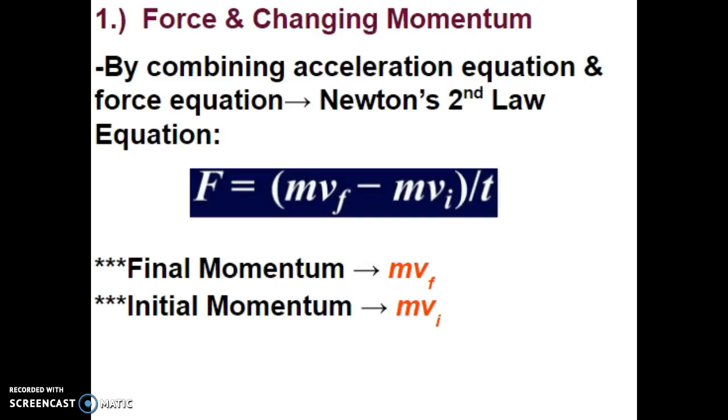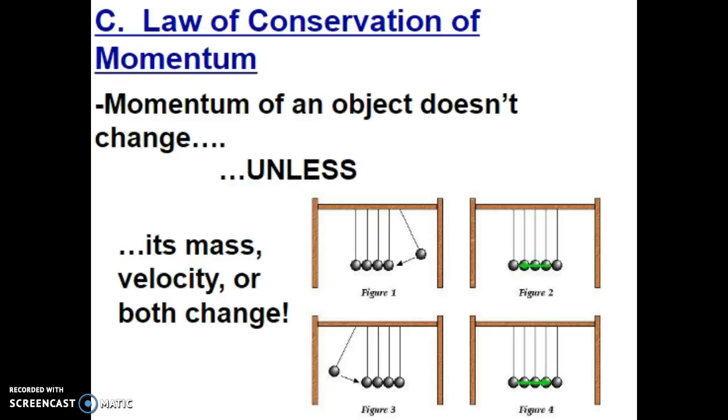When we take a look at momentum, acceleration, and force, we can revise Newton's second law equation. Remember, we talked about Newton's second law: the force is equal to the mass times the acceleration. We can take a look at the initial and final momentums and divide that by a time also to get a force. Now, the momentum of an object does not change unless its mass, velocity, or both of those things change. So momentum is always going to be conserved.